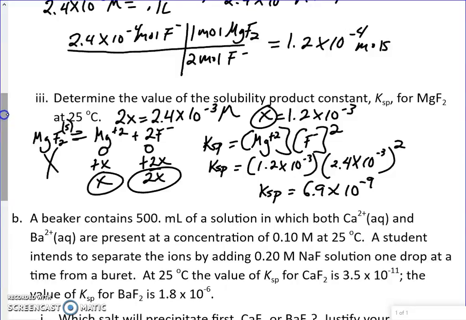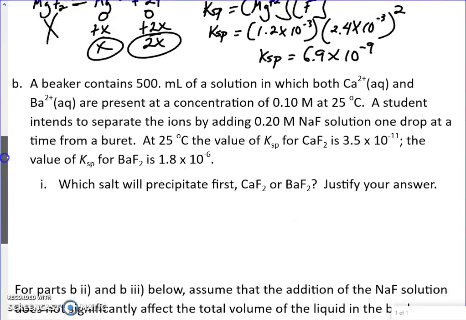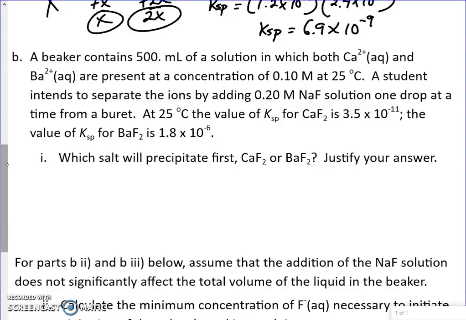So now we're completely changing gears to a new prompt. We have a beaker containing 500 milliliters of a solution in which both calcium and barium ions are present at a concentration of 0.10 molar at 25 degrees Celsius. A student intends to separate the ions by adding 0.2 molar sodium fluoride solution 1 drop at a time from a burette. At 25 degrees Celsius, the Ksp values for calcium fluoride is 3.5 times 10 to the negative 11th, and the Ksp value for barium fluoride is 1.8 times 10 to the negative 6.